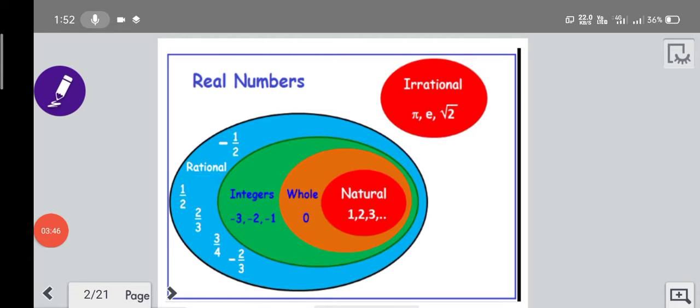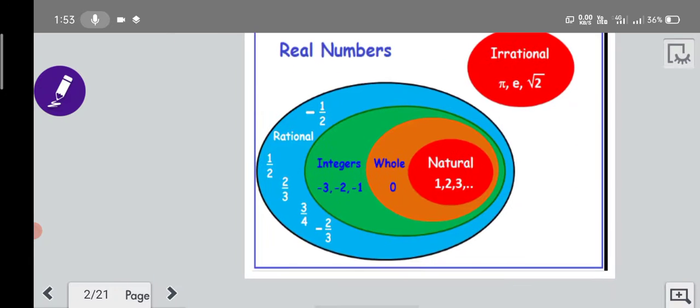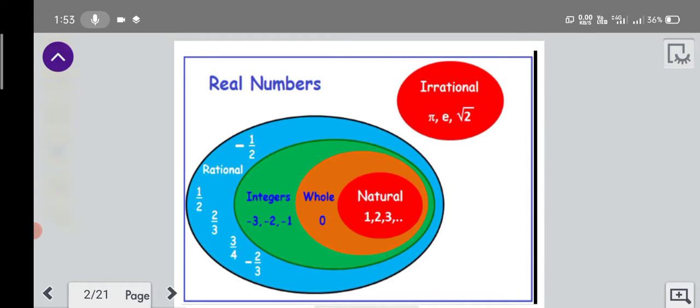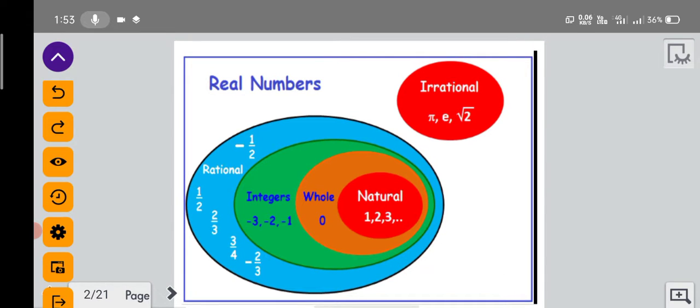Okay children, later on it was observed that some more numbers are missing in this number system. So they added the fractions, or decimals, which are missing in the integers. So later on it was added, and we call it the rational numbers. Now the concept of rational numbers comes.